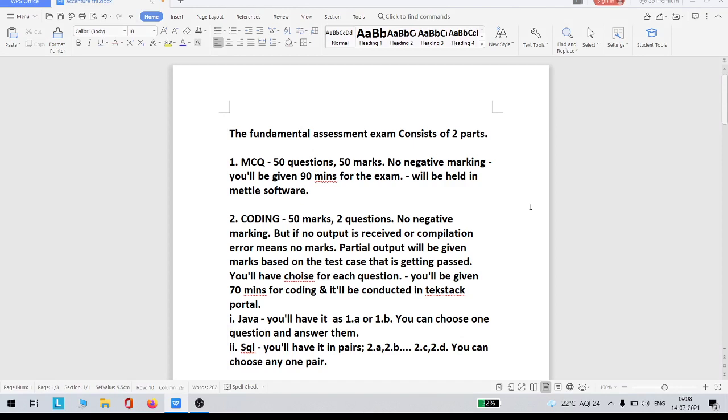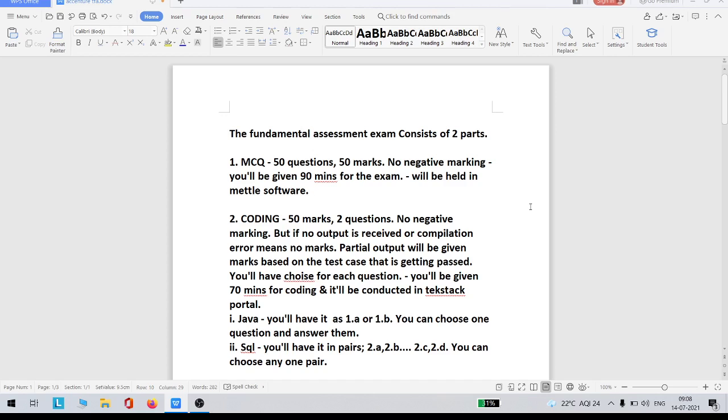Today in this video, I'm back with another exciting video on Accenture's fundamental assessment examination pattern as well as the previous coding question asked in the Accenture's TFA. So let's get started. The TFA exam pattern consists of two parts. The first part is based on MCQs and the second part is based on coding knowledge.